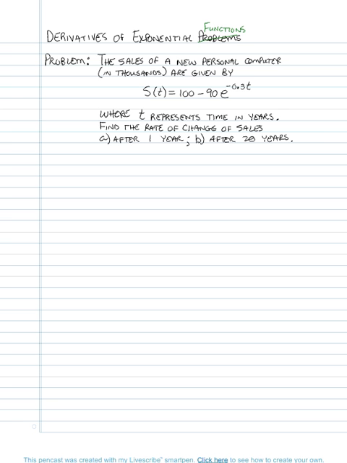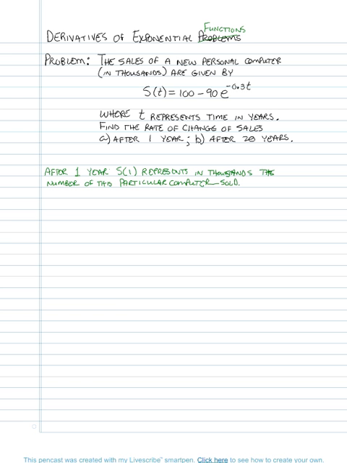Actually, let's first start with the issue of what S represents. S of t will tell us the number of sales of personal computers at year number t. So for instance, after 1 year, S of 1 represents, in thousands, the number of this particular computer sold.